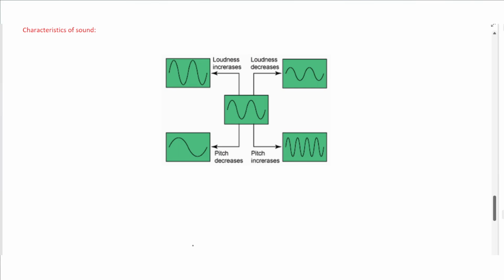Now, for other characteristics of sound, we have something called loudness and pitch. For a loud sound, you need to have a large amplitude. So if you increase the amplitude, you increase the loudness of the sound, so you have a louder sound. If you decrease the amplitude, you have a fainter sound, or the loudness decreases if amplitude decreases. And the pitch represents the sharpness of the sound. A very sharp sound or a high pitched sound has a high frequency. A low pitched sound will have low frequency. So amplitude increases, loudness increases, frequency increases, pitch increases, and vice versa.